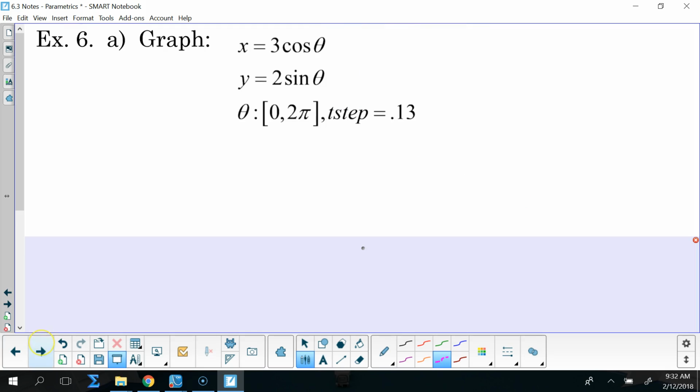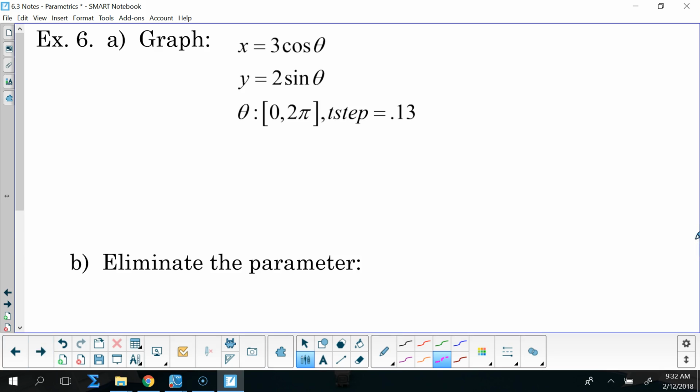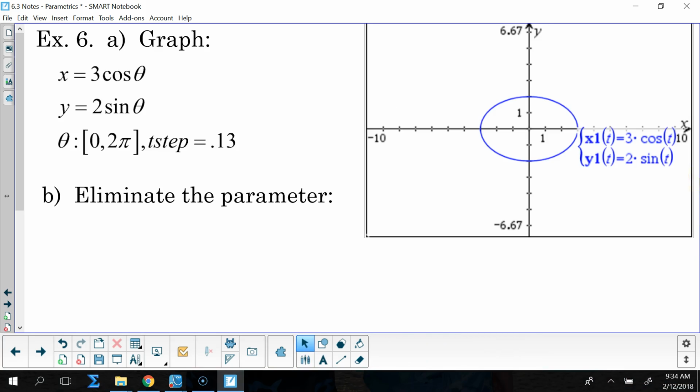What I would like you to do now is graph this function and then eliminate the parameter. Spot check, what kind of a conic section is that? Does anybody know? It's not an oval. There is an actual word for it. It is an ellipse. Good job. Okay? Where's the center of that ellipse? Centered at the origin. Yep.